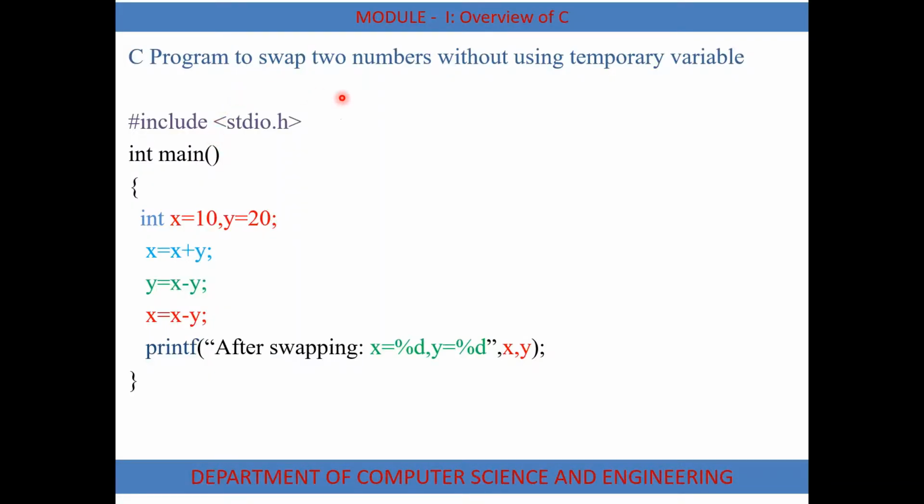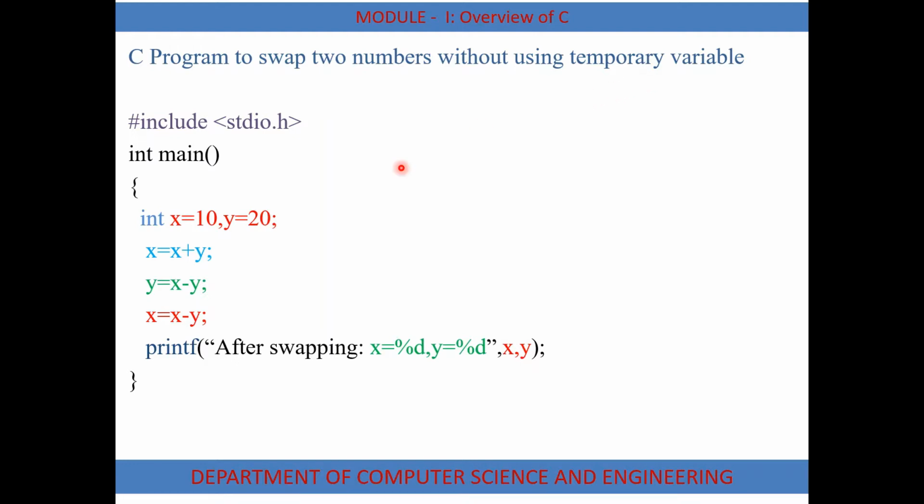C program to swap two numbers without using temporary variable. If you see the previous program, in order to swap two numbers, we have used a third variable, that is temp variable. Here, we have to swap two numbers, but we shouldn't use the third variable, that is temporary variable. Only using two variables we need to swap two numbers.